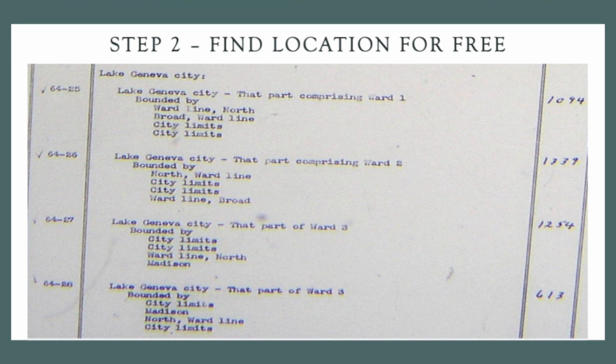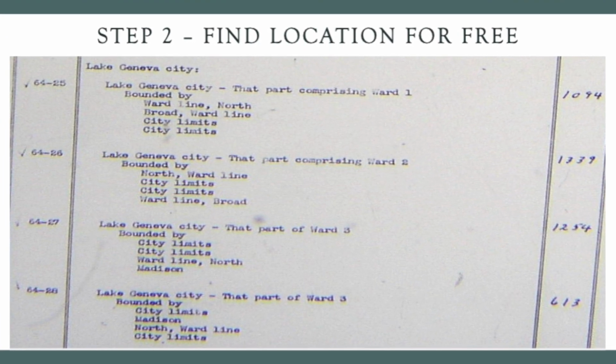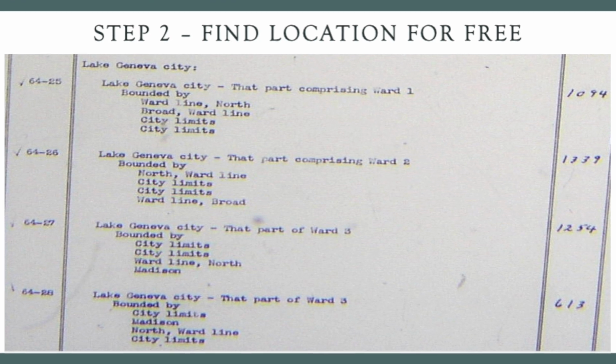So I just pull up Google Maps and look at the map and see, by the bounds and the description, where the different wards were. And I can tell that the street that she gave me was in Ward 3. And so I'll be looking in 64-27 and 64-28 first. So that really narrows it down for me. And it gives me 1,254 people and 613 people that I'll be looking at for each of those districts.